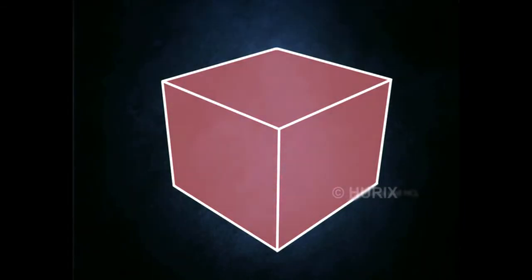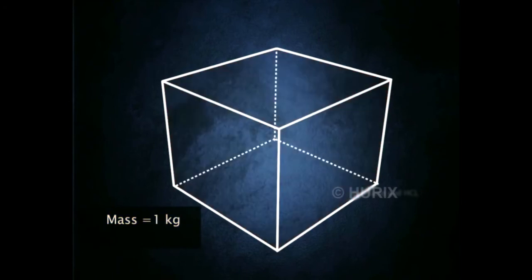Mass is the amount of matter an object contains. This cube has a mass of 1 kilogram. Volume is the three-dimensional space occupied by an object. This cube has a volume of 1 liter.